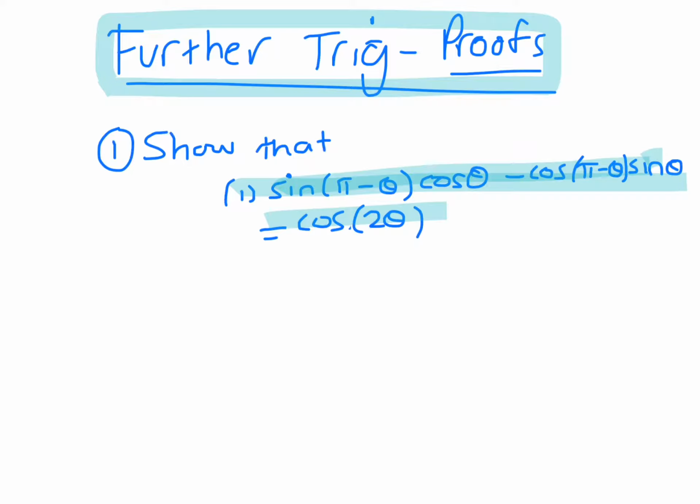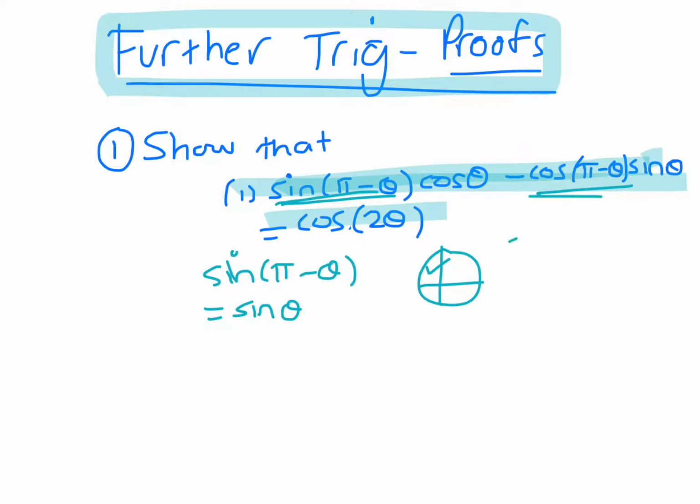Okay, so if we look at just the sine(pi minus theta), that just means that's in the second quadrant. And sine is positive in the second quadrant, so that part will just be equal to sine theta. And if you look at the cos(pi minus theta), in the second quadrant, cos is negative, so that's just equal to minus cos theta.